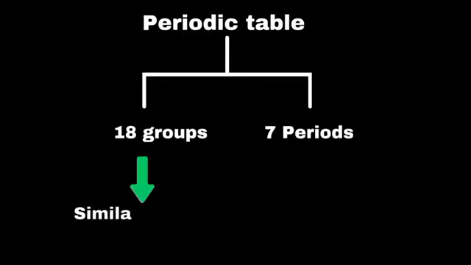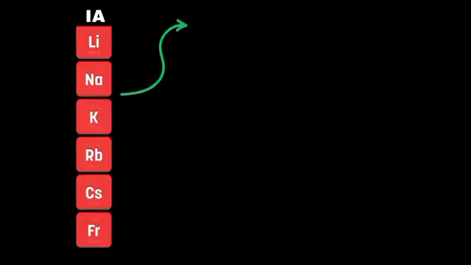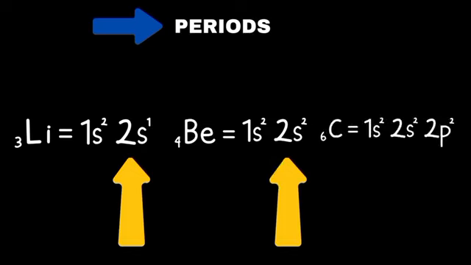Elements with similar chemical properties are placed in the same group, and they have the same outer electronic configuration. For example, members of group 1A, except hydrogen, are called alkali metals. In periods, as we move left to right, the outer electronic configuration changes at each step.